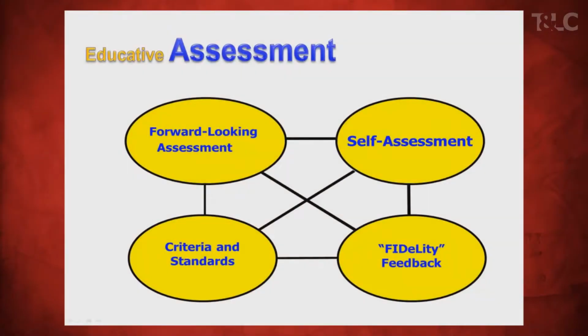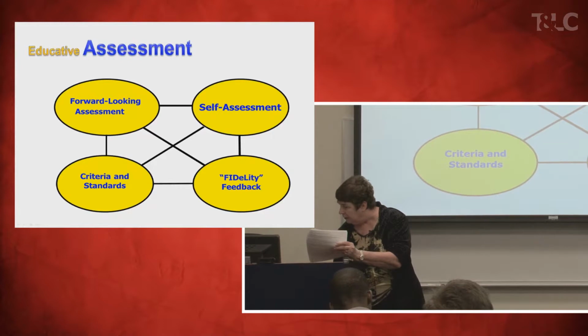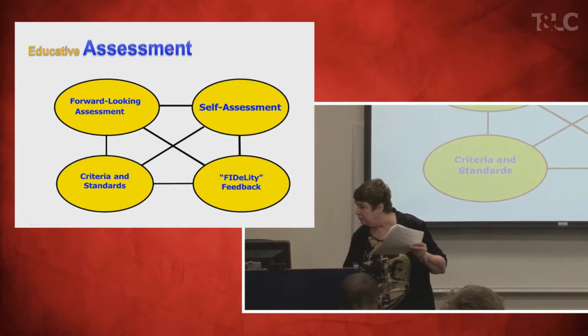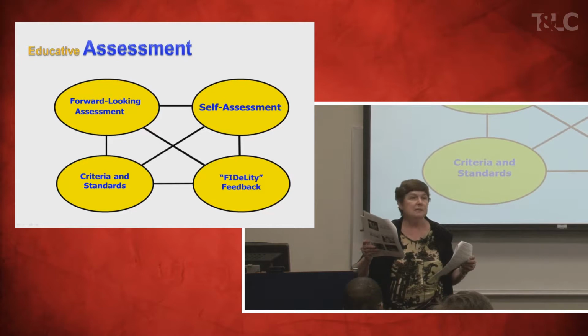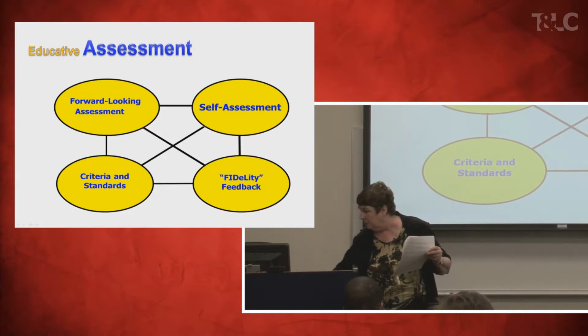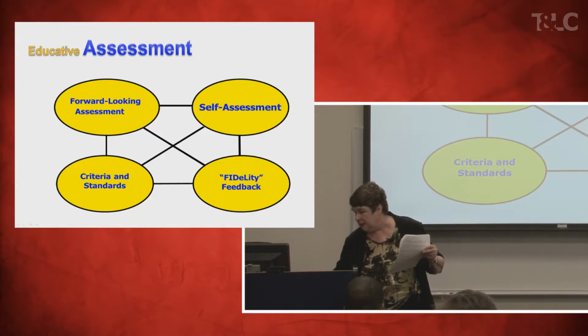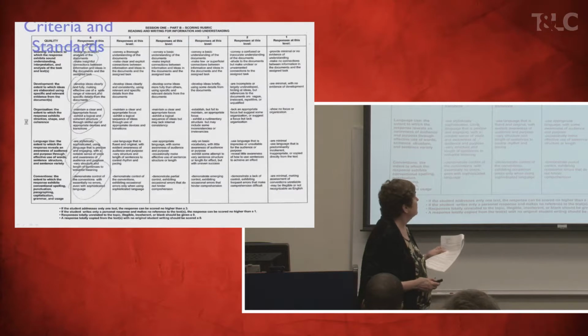And so let's move now to what's called summative assessment. And Dee Fink has a kind of fancy name for it. He calls it educative assessment. So you don't have to use the fancy term, but basically we'll look at four parts out of Dee's model: the idea of forward-looking assessment, self-assessment, criteria and standards, and what he calls fidelity feedback. So we'll look first at the standards. And you can't read this, but I don't expect you to.